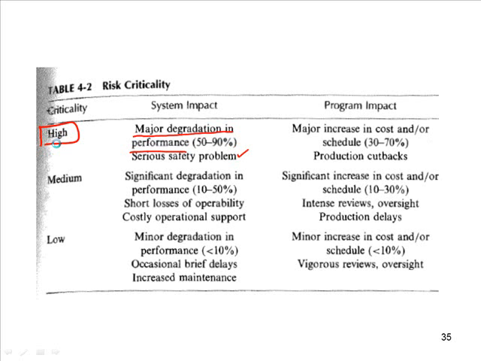And you can also think of it in terms of the program impact. So if a particular component or subsystem fails, what's going to be the effect on your cost? What about the schedule? What about production cutbacks? And then we can also look at when you have medium and low risk criticality.